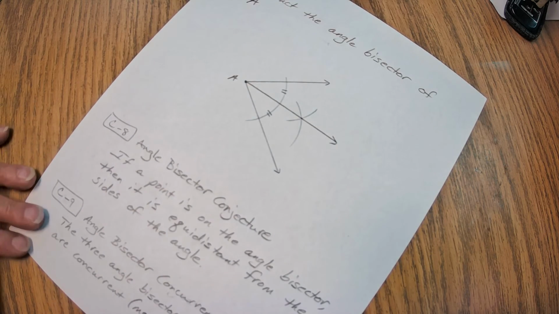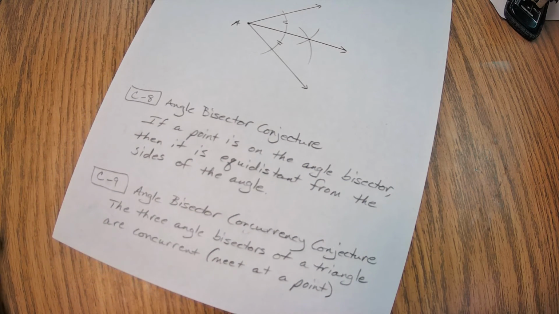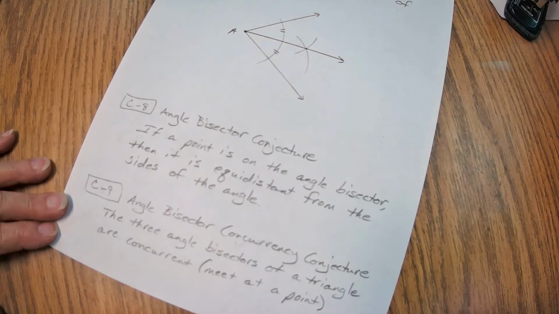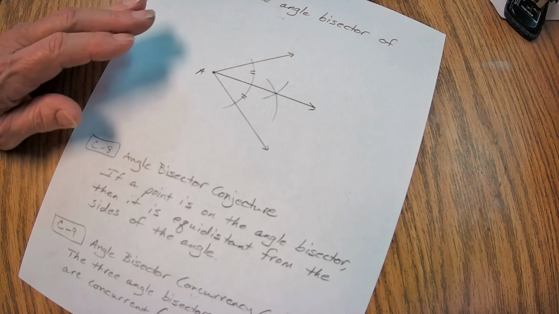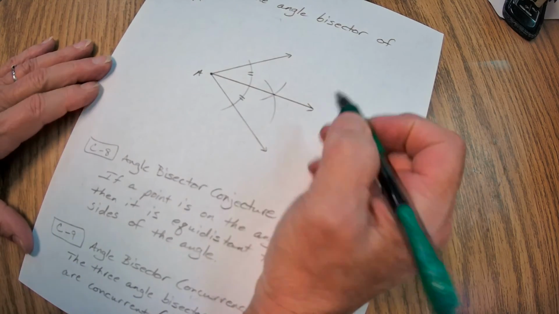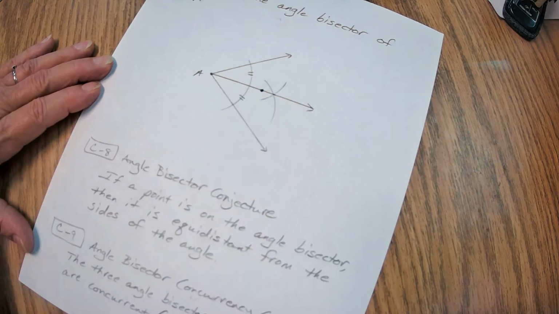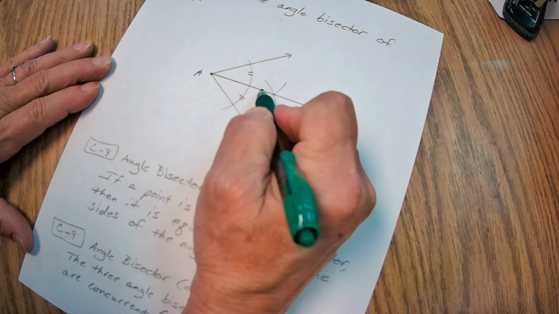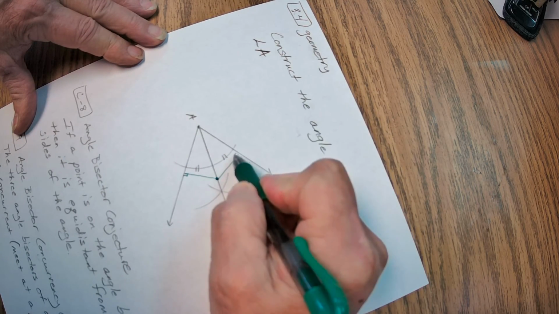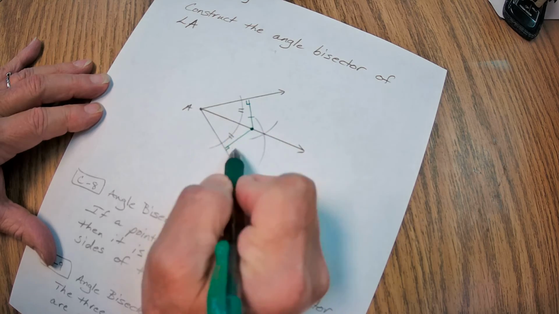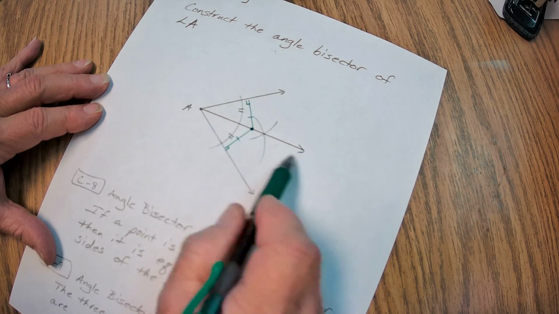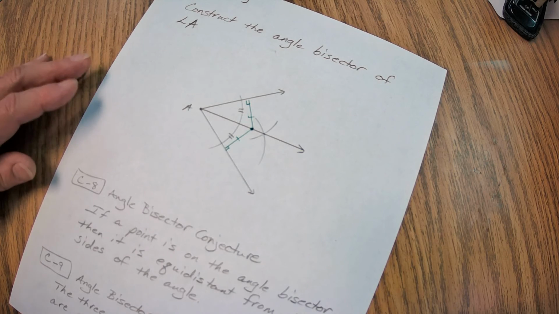Pretty slick, huh? And this leads us to C8, which is the angle bisector conjecture. If a point is anywhere on the angle bisector, then it's equidistant to the sides of the angle. Well, let's look at what that means. So if I have a point right here, I know that the perpendicular to that point and the perpendicular to that point are going to be the same. Any point along here is equidistant to both the sides of the angle.